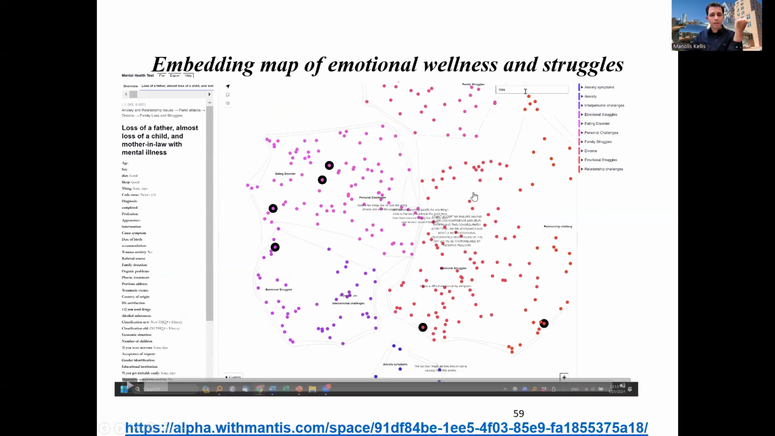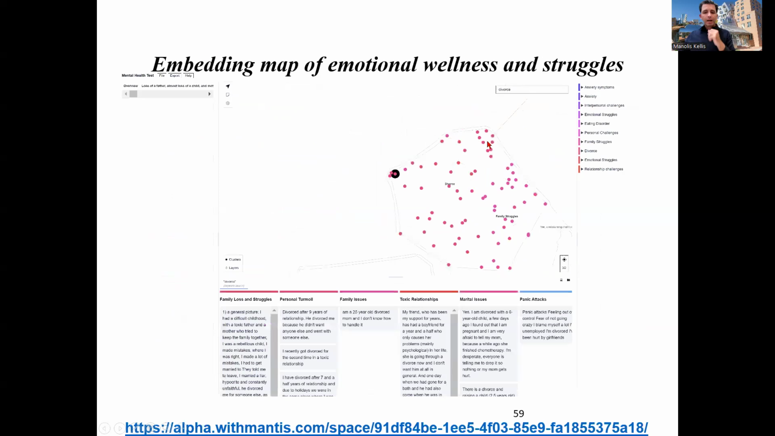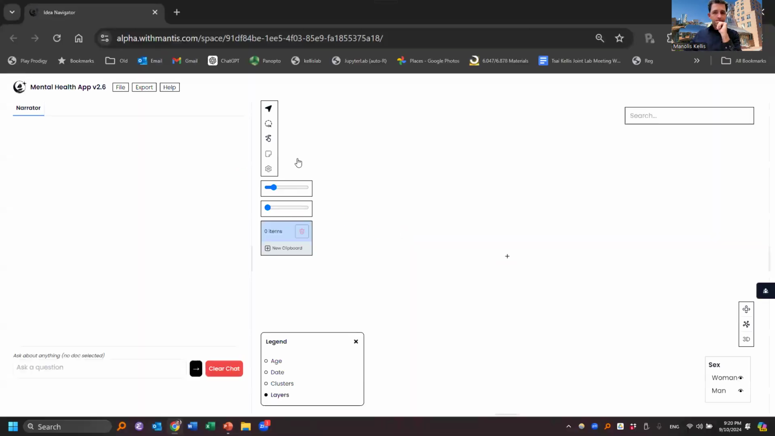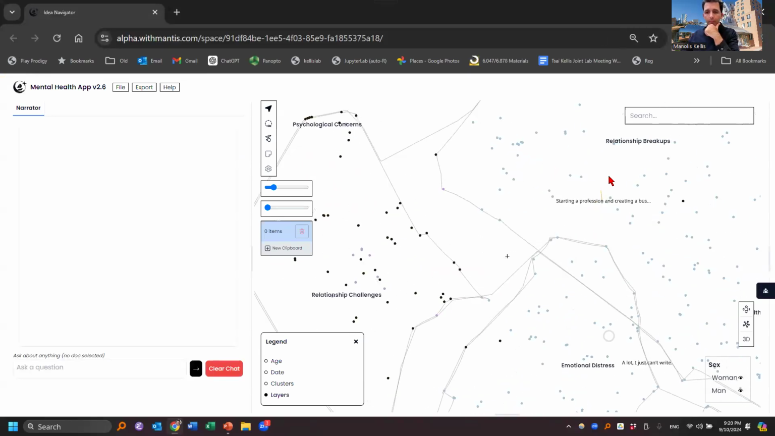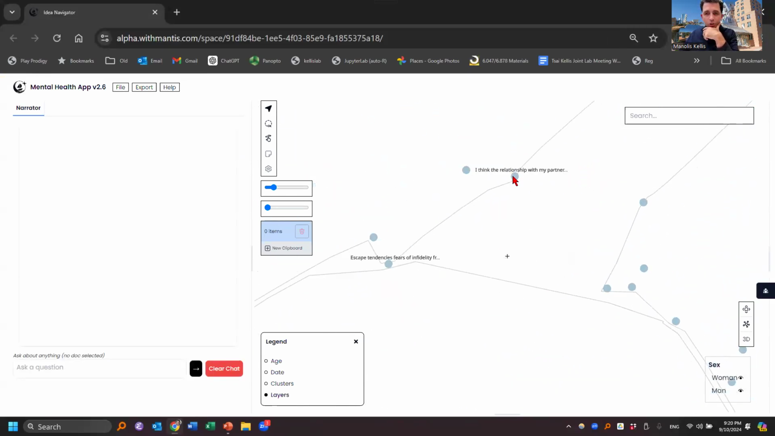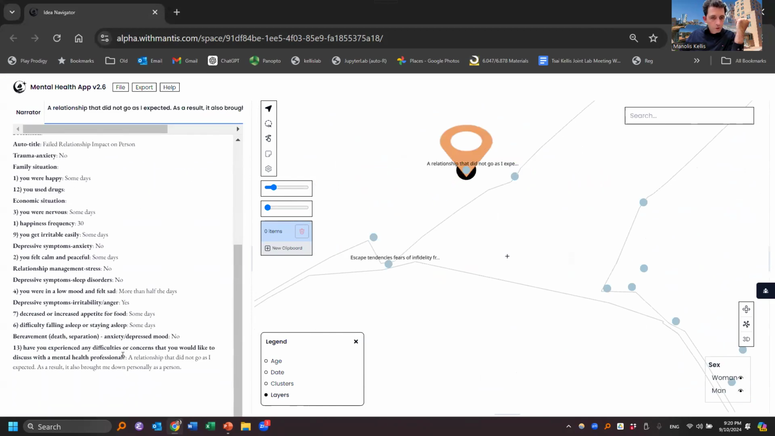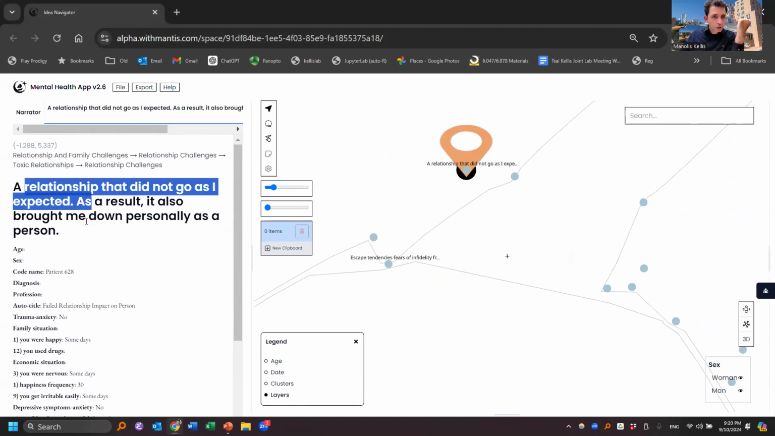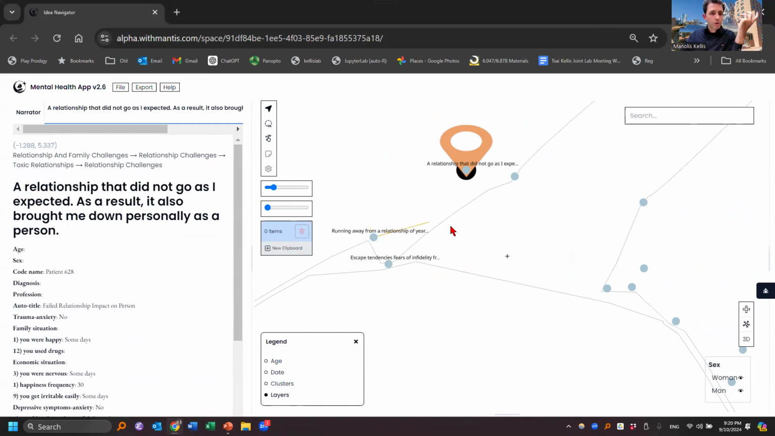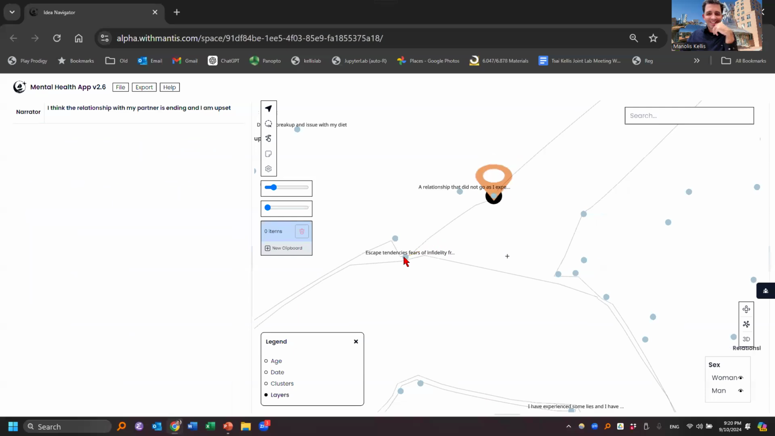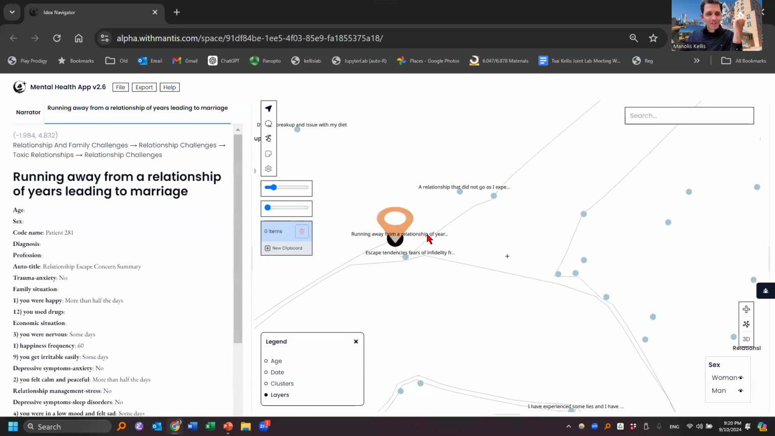How do you cluster text? You can cluster text by, and I don't know if that link will work, but let's find out. So this is basically clustering of responses to a survey. This person says, oh, I have a relationship that did not go as expected. As a result, it brought me down personally as a person. I'm sorry, this is very depressing. As soon as I said depressing, all of you are laughing.